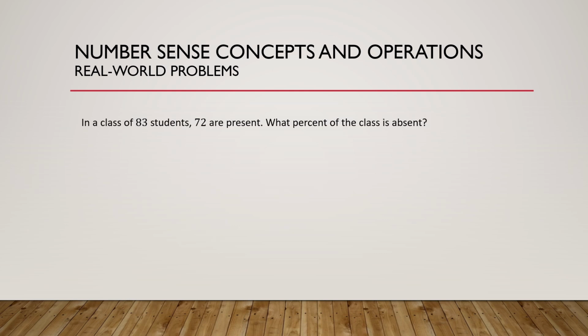In a class of 83 students, 72 are present. What percentage of the class is absent? Again, we evaluate the sentence. If 72 are present, then 11 are absent. Therefore, the percentage absent is arrived at by the equation 11 divided by 83. We will use long division format and add 3 zeros beyond the decimal place.